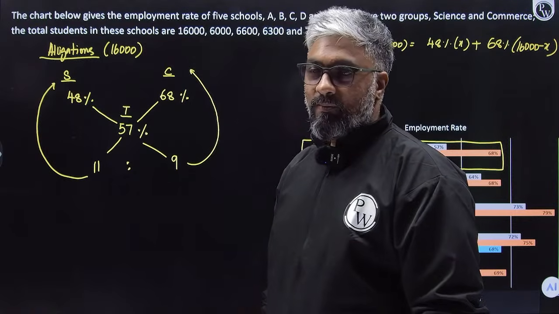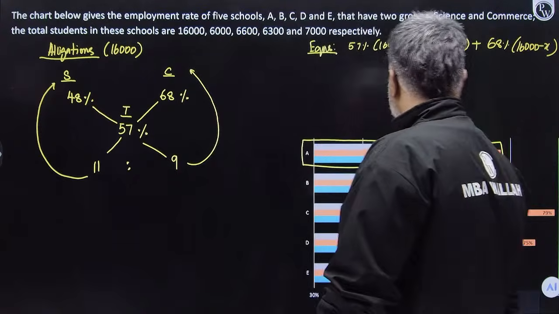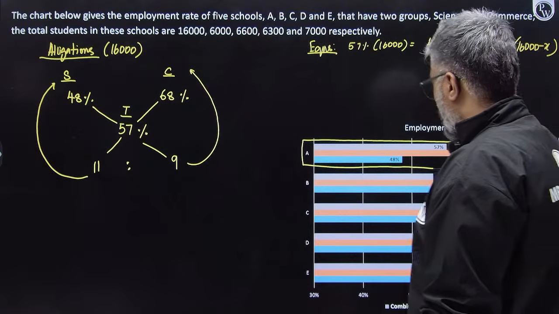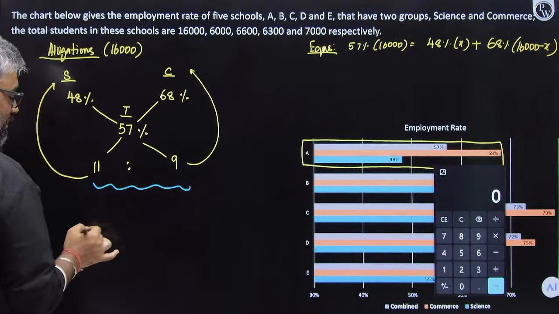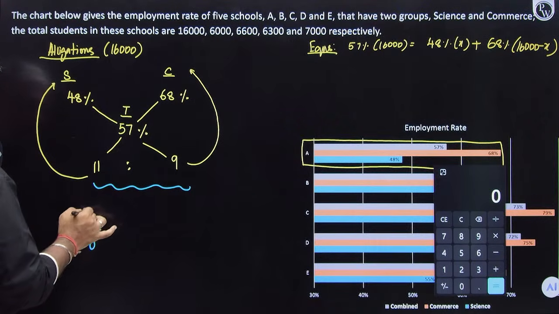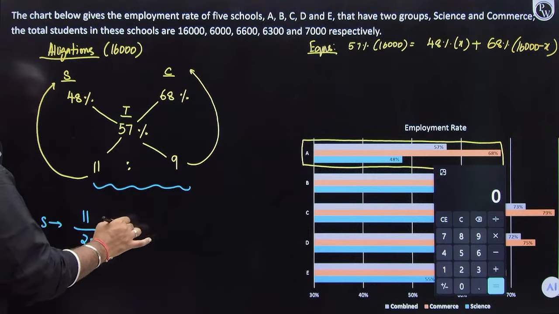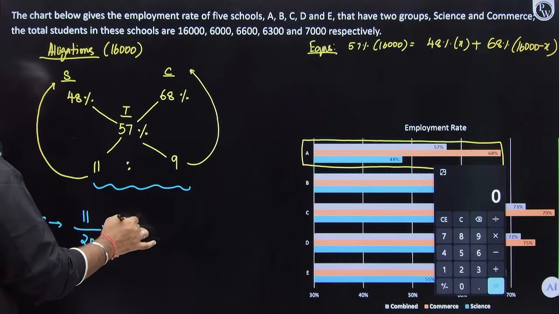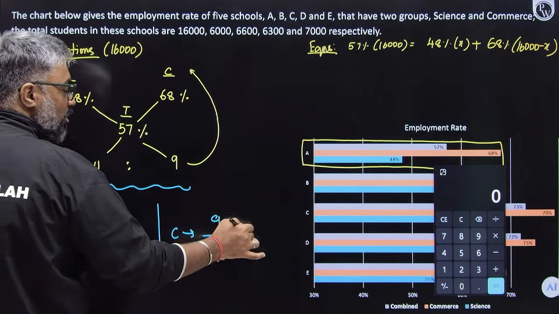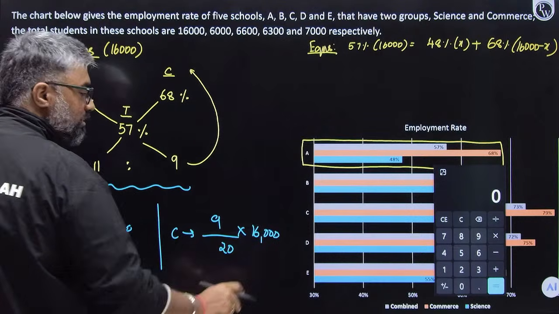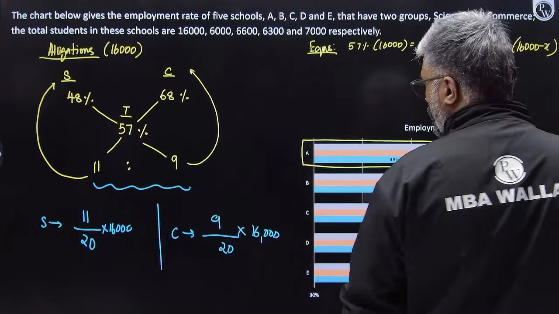Finish. Now is this easy to solve? Yes, it has become so much more simple for us to solve. Why? Because total how many parts? Total 20 parts. Out of total 20 parts, 11 parts is science. So of 16,000, 11 by 20 is science. And same for commerce, out of 20 parts, 9 parts is commerce of how much? 16,000. Finish. I can find out easily number of students in both.